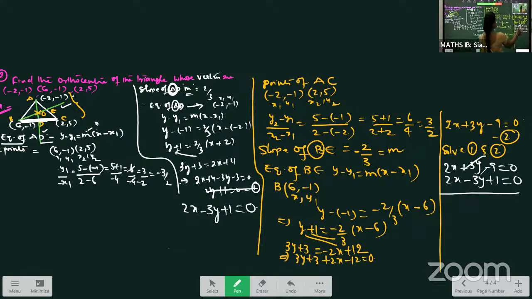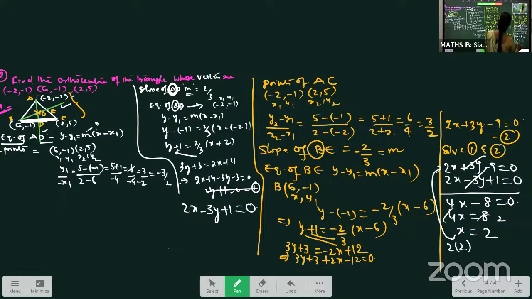Plus 3y minus 3y is already there, cancel out here. 4x minus 8 is equal to 0. 4x is equal to 8. The 4 and 2 are cancelled, so the value of x is 2. That 2 can be substituted in the first equation or the second equation. 2 into 2 plus 3y minus 9 is equal to 0. Then 4 plus 3y minus 9 is equal to 0.